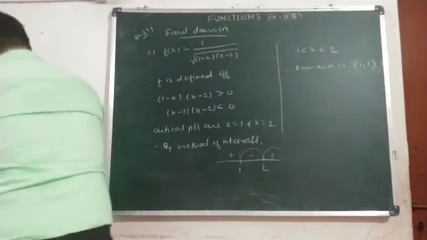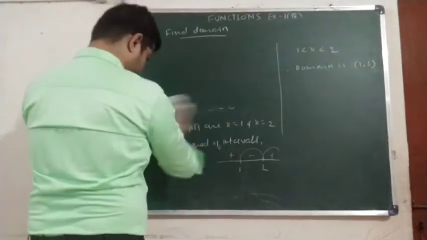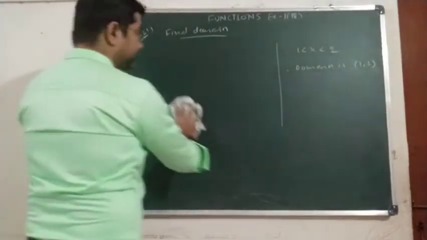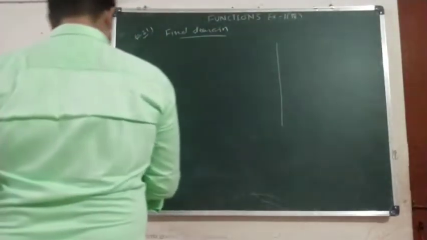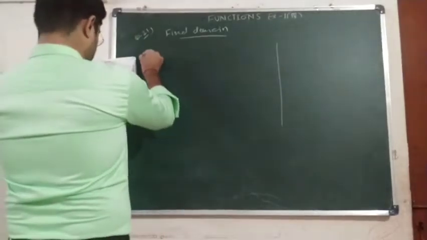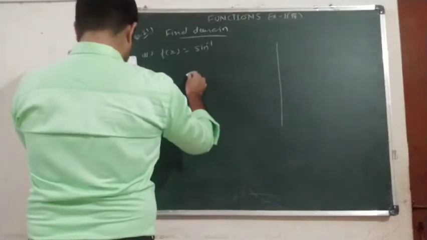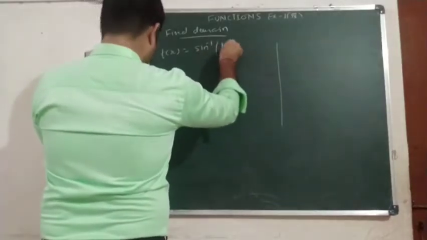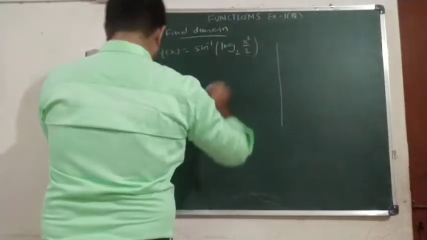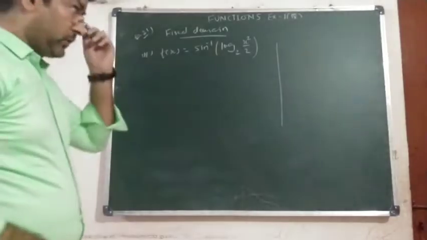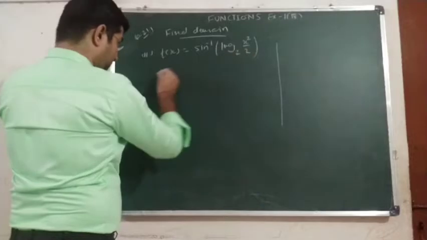Okay, now next question. Second part of question number 21. Say function f of x is given as sine inverse of log of x square by 2 to the base 2. Okay, function is given.